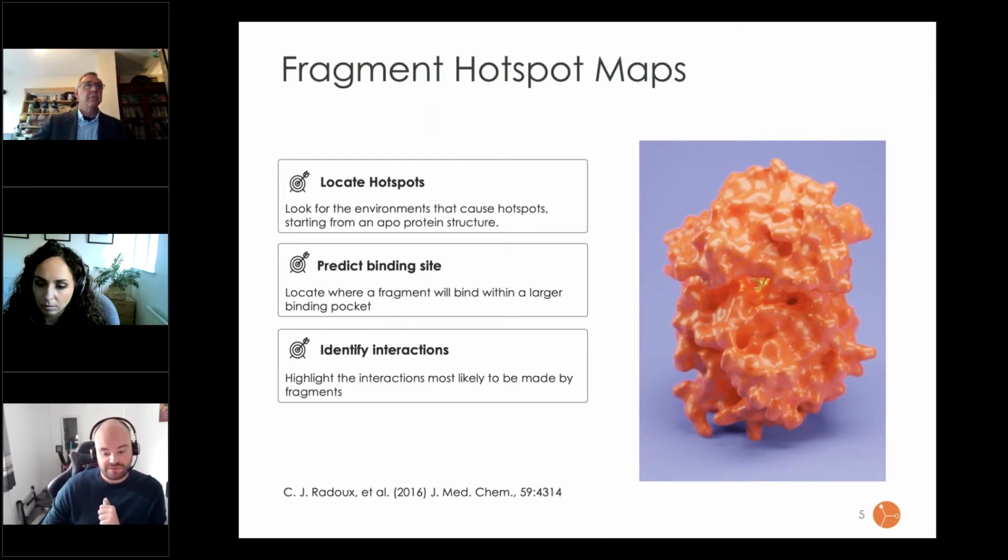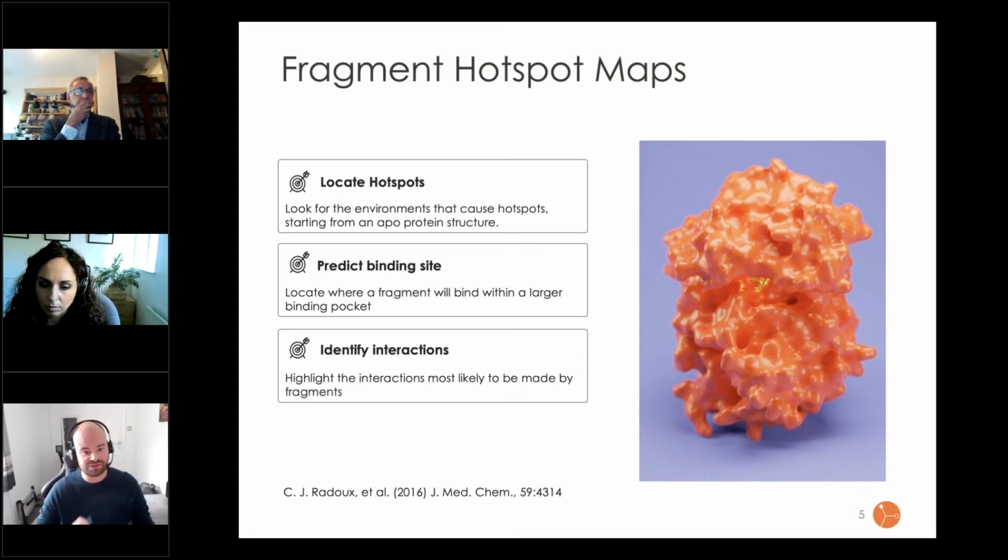So talking about the fragment hotspot map method itself, the main goal of the method is to take a protein structure and no other information about where the binding site is or any bound ligands, literally just the structure of the protein itself, and see if we can identify the kind of environments that create small molecule binding hotspots. And this aims to go beyond just predicting the binding sites within the protein.